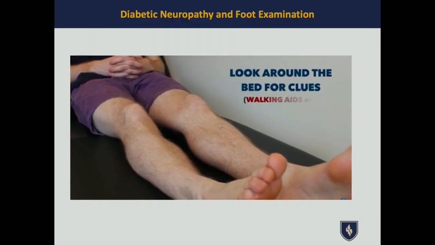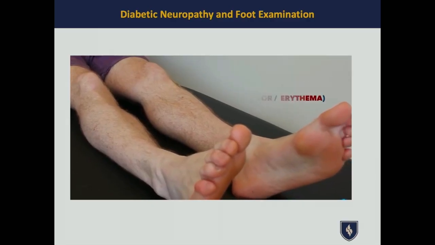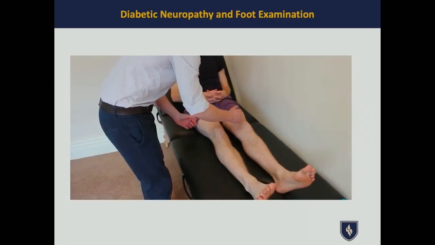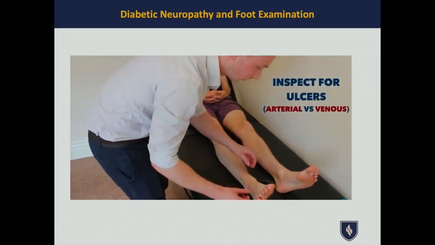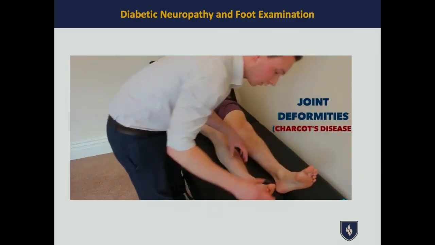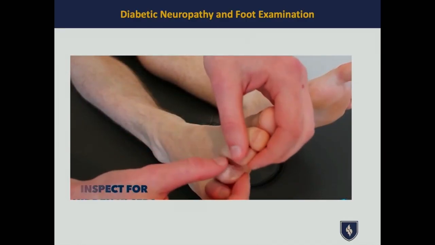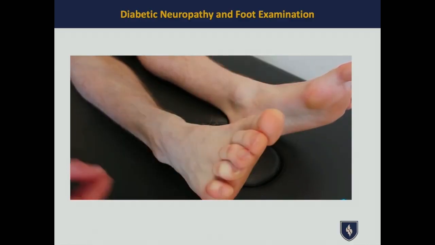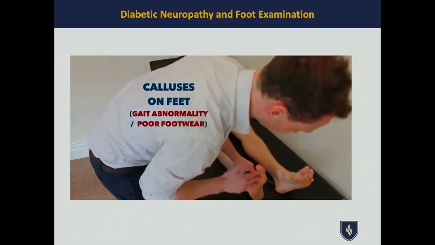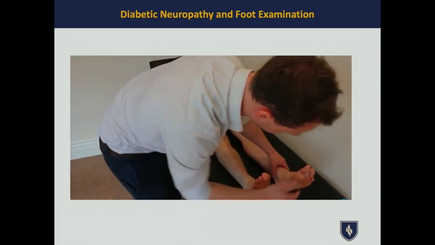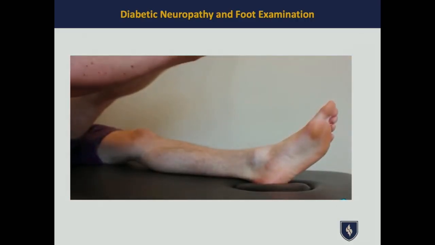So again, missing toes or limbs, look around, any walking aids, how they walk, how their gait is, their limb color. Okay, I'm just going to check for any hair loss, any skin changes, any redness, or ulcers. Okay, and I'm just going to have a look between your toes then, is that alright? Okay, and I'll also check the bottom of your feet. That's great. Can you lift your heel up? And the other one? Brilliant.